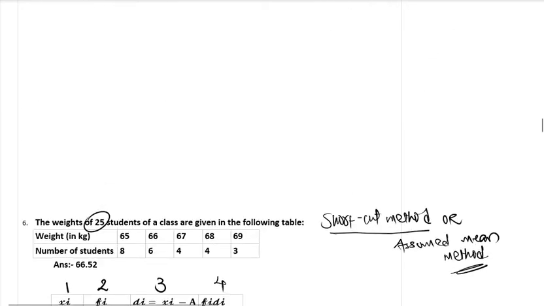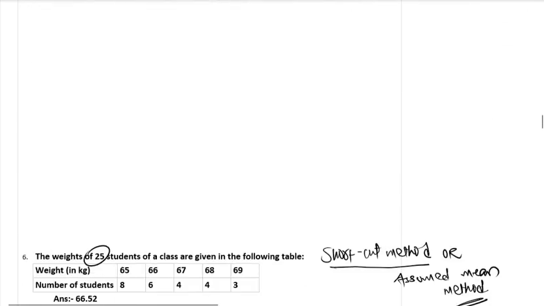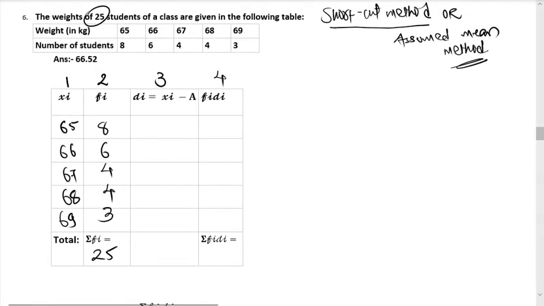But what was the disadvantage of direct method? Too many calculations. Suppose if these numbers xi and fi were large, then multiplying these large numbers and then adding them, it's too much of work. So in that case, see here the numbers are large. So in this case, if we use shortcut method, then the task will become easier.